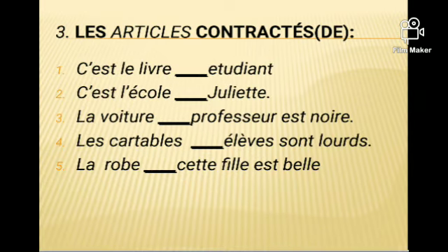Les articles contractés, du. Fill in the correct articles contractés. C'est le livre étudiant. C'est l'école Juliette. La voiture professeur est noire. Les cartables l'élève sont lourds. La robe cette fille est belle.